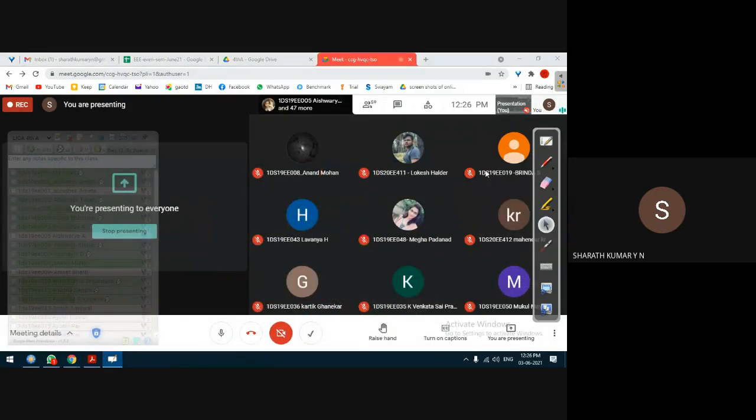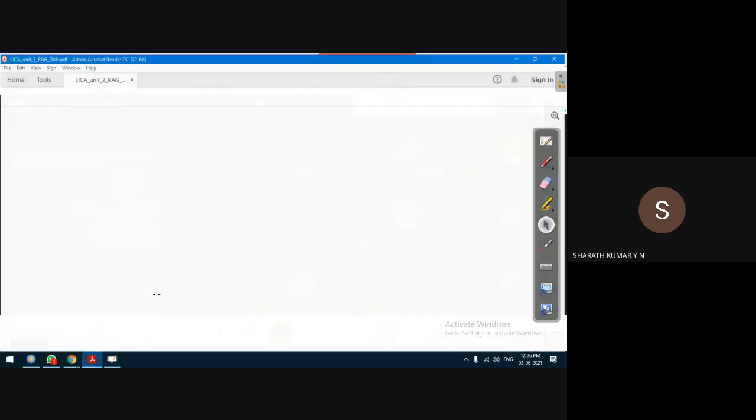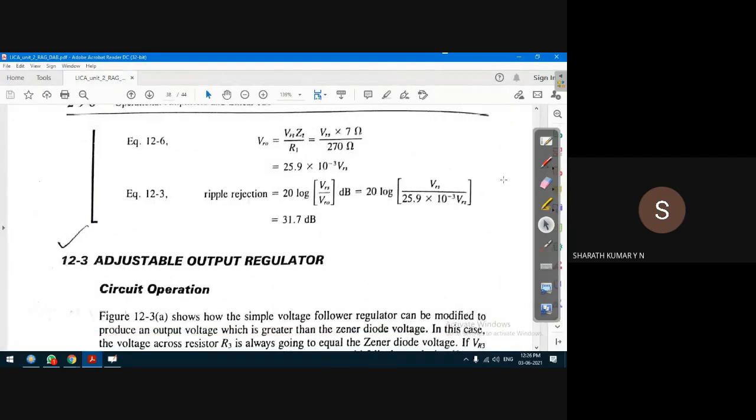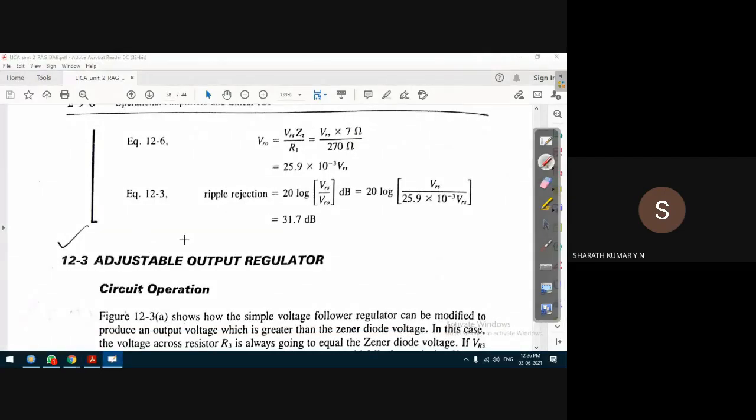So load current changes because that depends on the load requirement. As the load requirement changes, the load current also changes, which changes the load regulation. So for ripple rejection, we have to consider VRO in terms of VRS. It is around 25.9 into 10 power minus 3 VRS. When we take the ratio of VRS to VRO, this VRS cancels in the numerator and denominator in this equation.